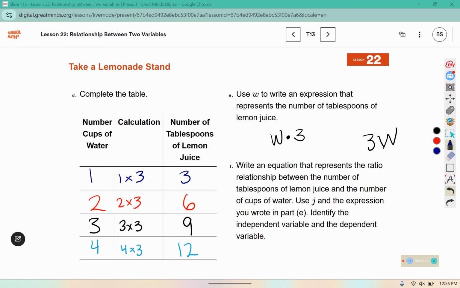F says to write an equation that represents the ratio relationship. The juice is equal to 3 times the water. Identify the independent and dependent variable in this case. The juice depends on the water this time. We started with the water, and the juice depended on how much water we had.